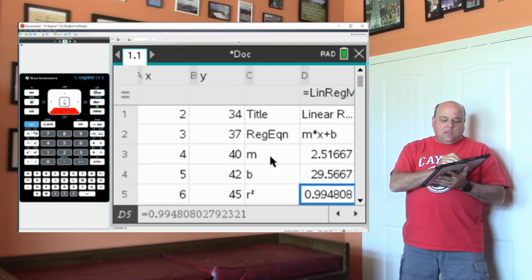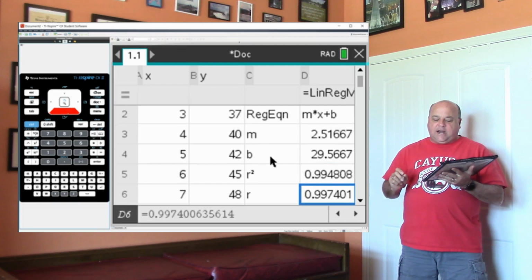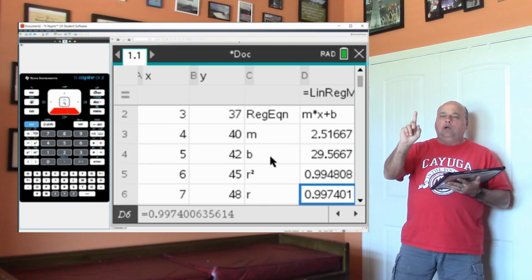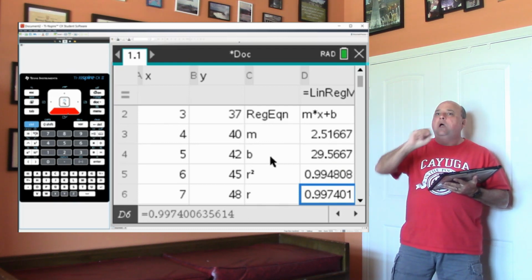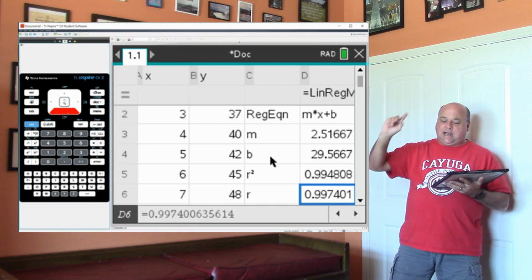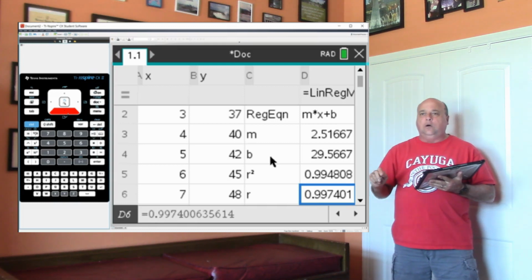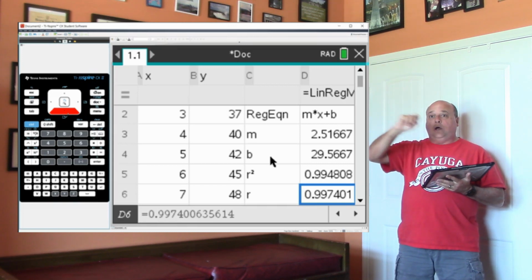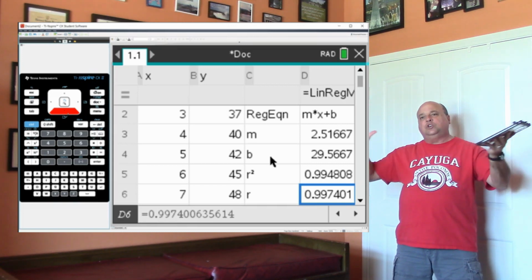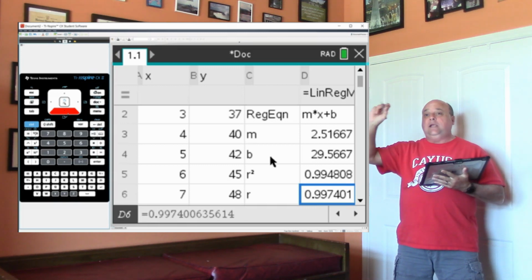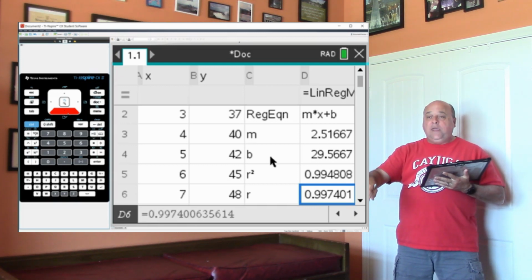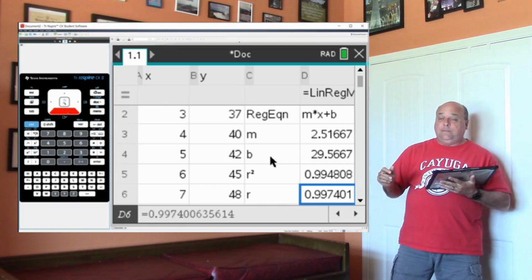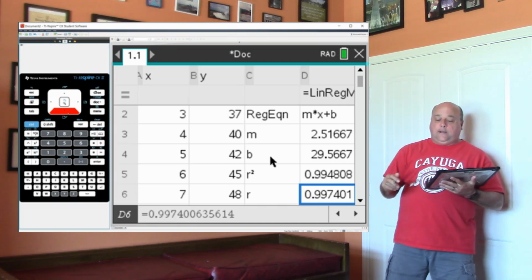And then lastly, the correlation coefficient is not r squared, it's r, and it's 0.997. The closer that is to 1.00, the closer the dots are to the line. This is a very, very strong linear correlation. All the dots are really close to the line, as we saw in that line of best fit. If the dots were spread out, that r would approach 0. If there's no correlation, it would be 0. And you wouldn't be able to calculate the line of best fit because the dots are all spread out.